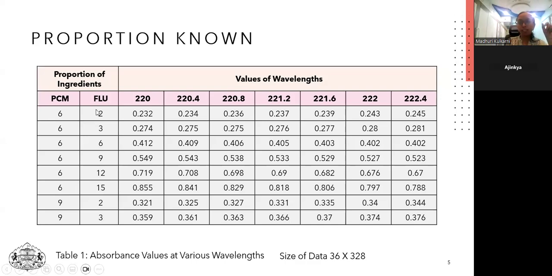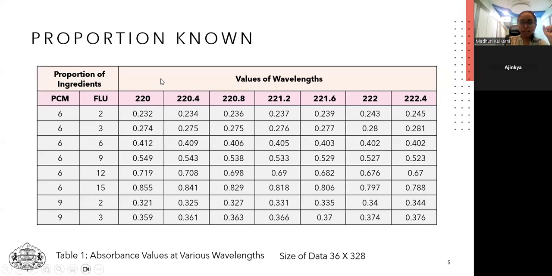Then he created a solution using these two ingredients in dilute form, and tested that solution through a spectrometer, which was used at different wavelengths: 220, 220.4, 220.8 and so on. There were more than 300 values of wavelengths. This is just a snapshot of the data, not the entire data. I'm just showing you some part of it.